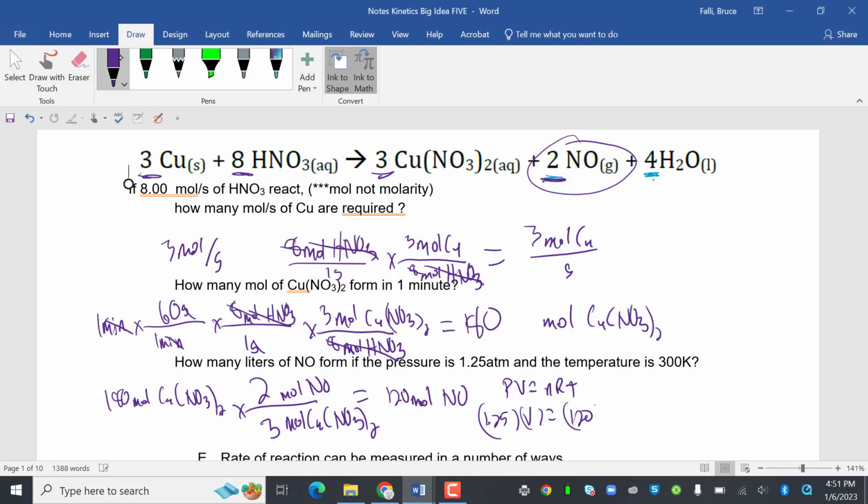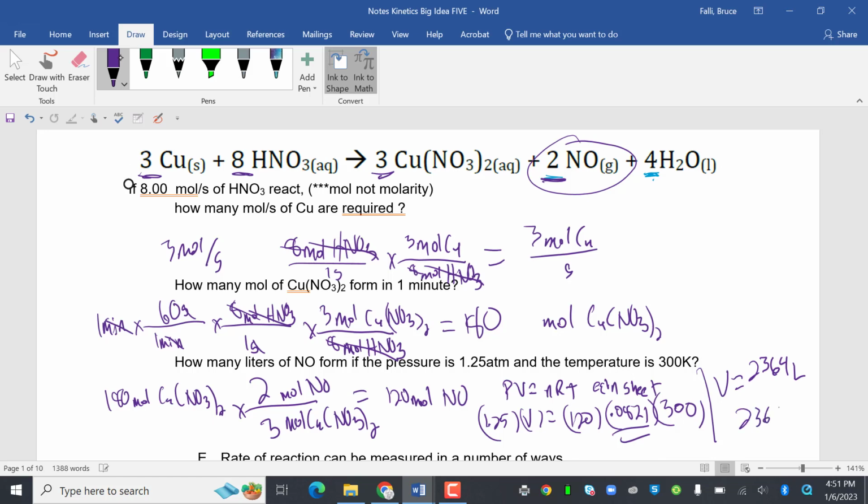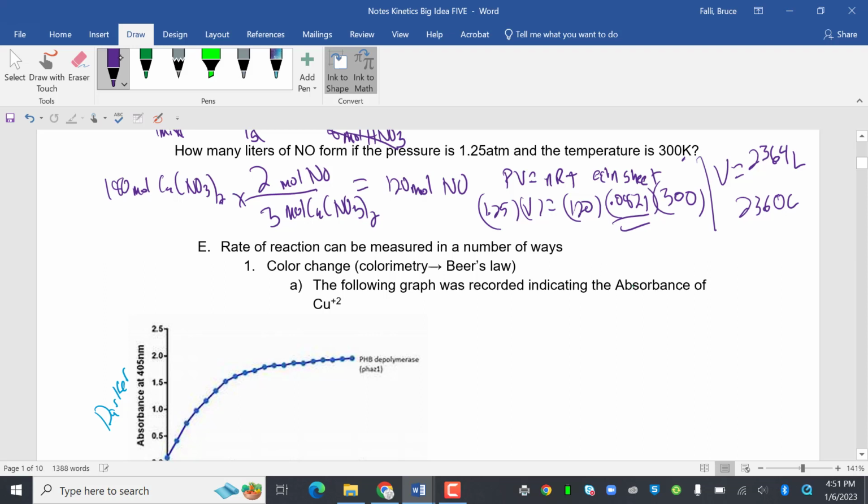N is 120. R is 0.0821 because I'm using liter atmospheres per mole Kelvin. And my temperature is 300. So to solve for V, I have 120 times 0.0821 times 300 divided by 1.25. By the way, I'm getting this from my equation sheet, and that includes this number for R. My answer for my volume is quite large, but that's because my moles are quite large, 2364 liters. Everything's 3 sig figs, so I should say 2360 liters.